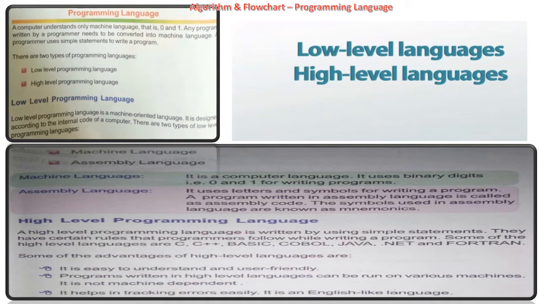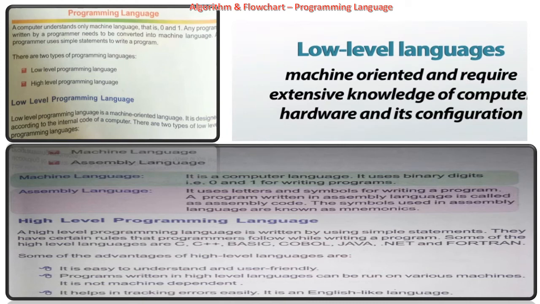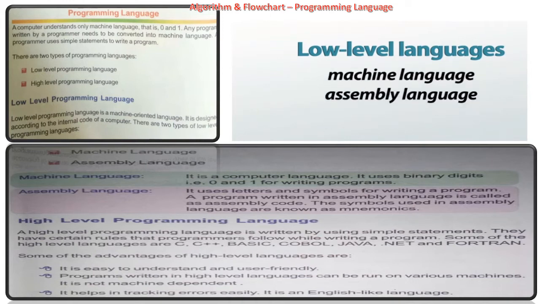There are two types of languages. 1. Low-level programming language. 2. High-level programming language. Low-level programming language is a machine-oriented language. It is designed according to the internal code of a computer.